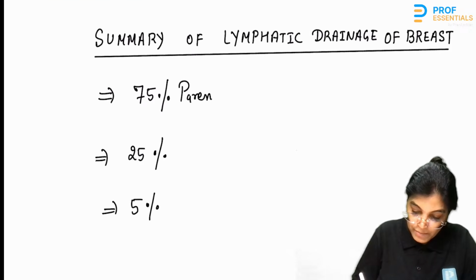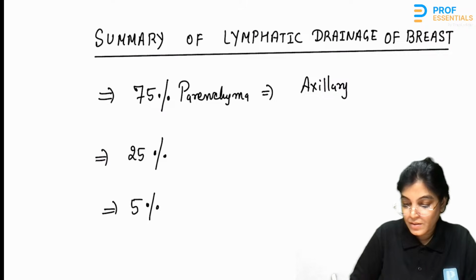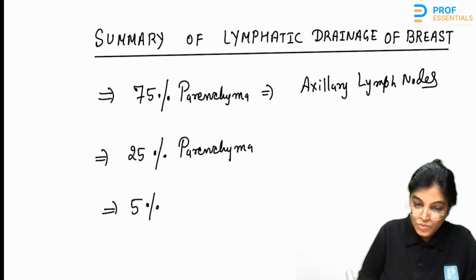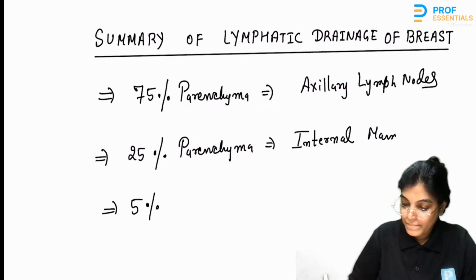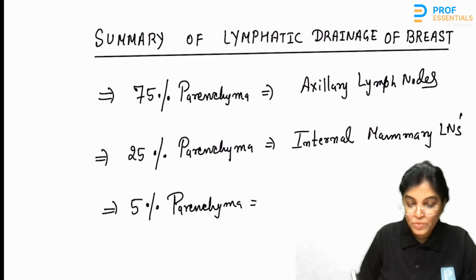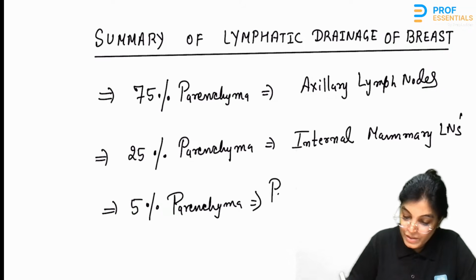70% of the parenchyma lymphatics drain to the axillary lymph node. And if I talk about 25% of the parenchyma lymphatics, they drain into the internal mammary lymph node. And only 5% of the parenchyma lymphatics will drain into posterior intercostal lymph nodes, which are located along the posterior intercostal veins.